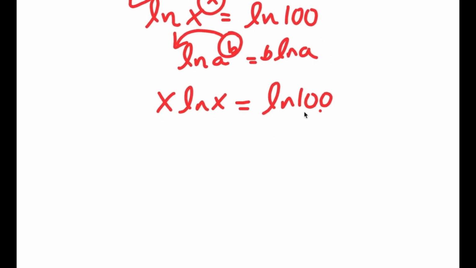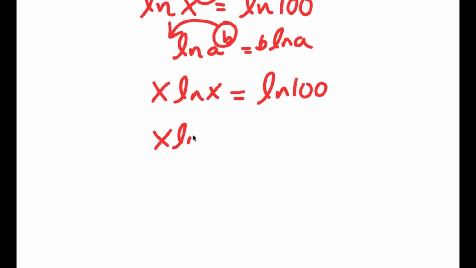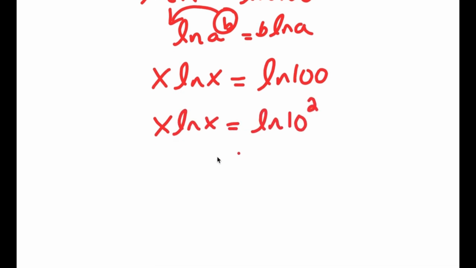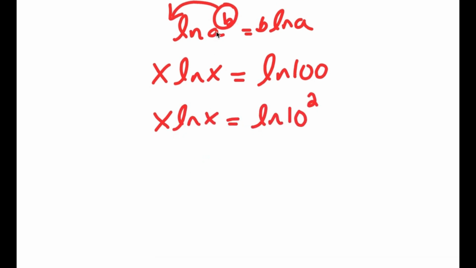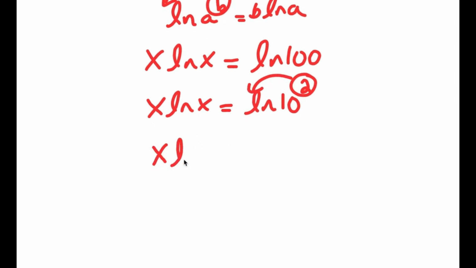Now ln 100, that's the same thing as ln of 10 squared. So I get x times ln x is equal to ln 10 squared. And if I have something in the form ln a to the power of b, again, I can move 2 to the front, so I get x times ln x is equal to 2 times ln 10.